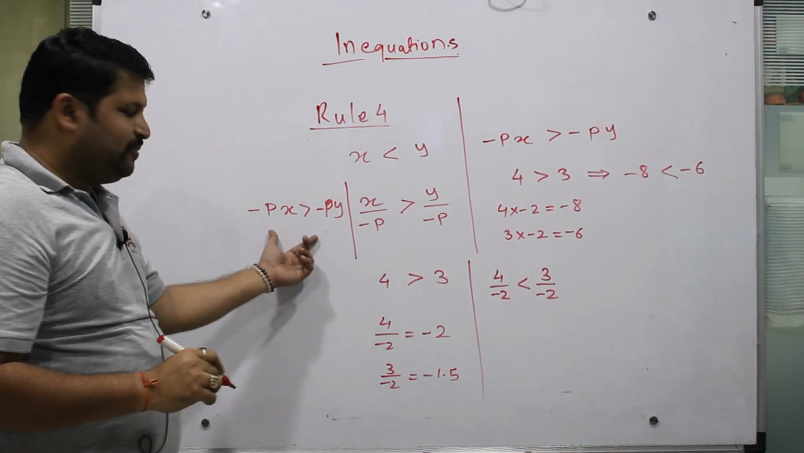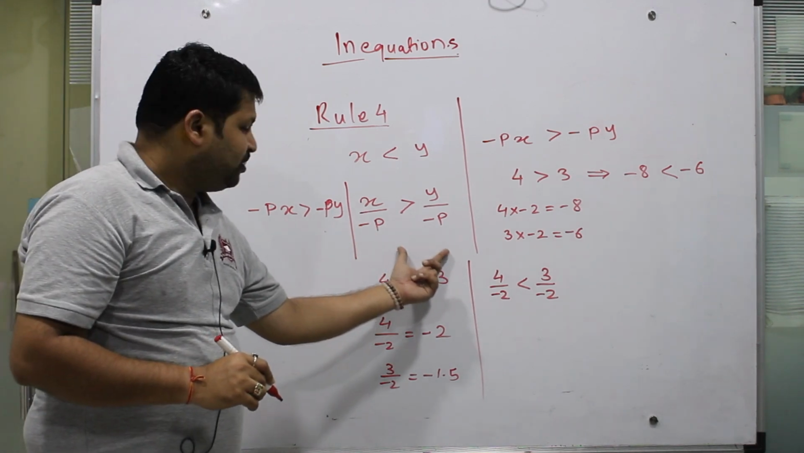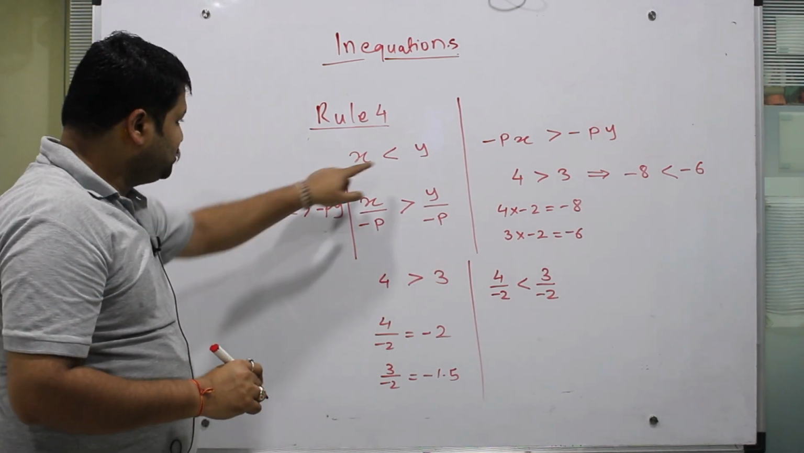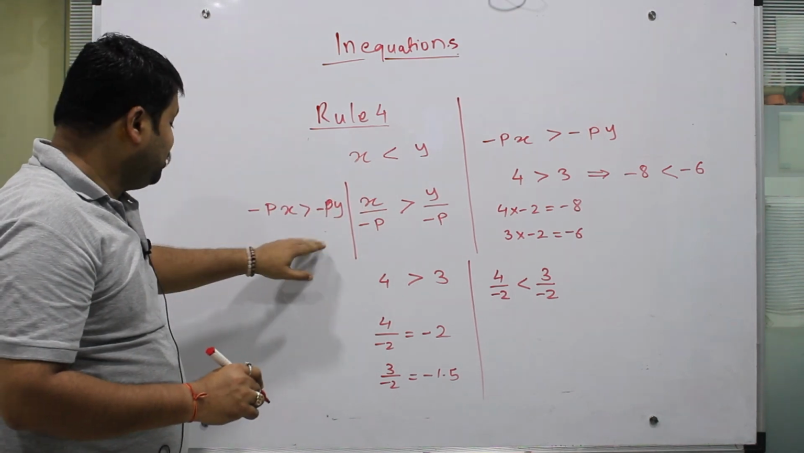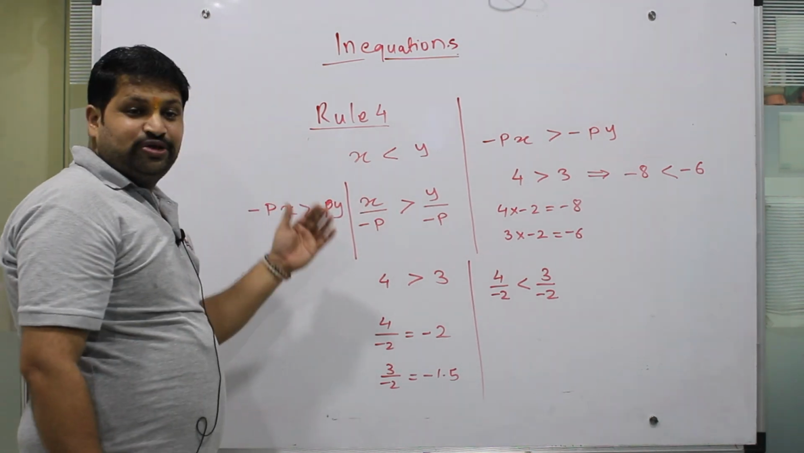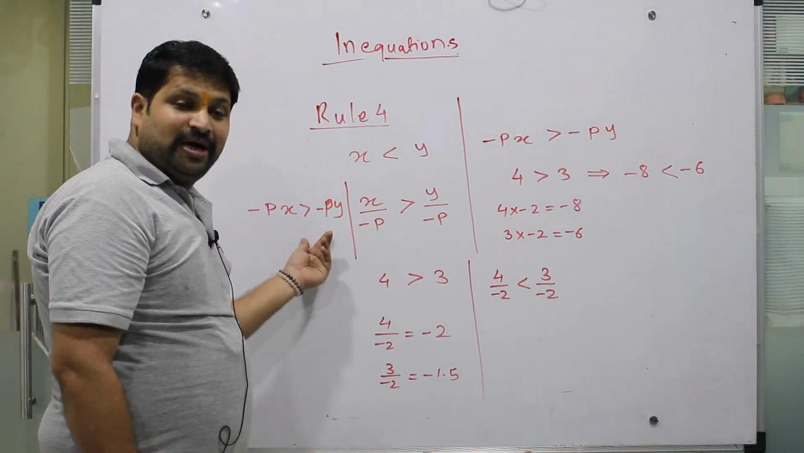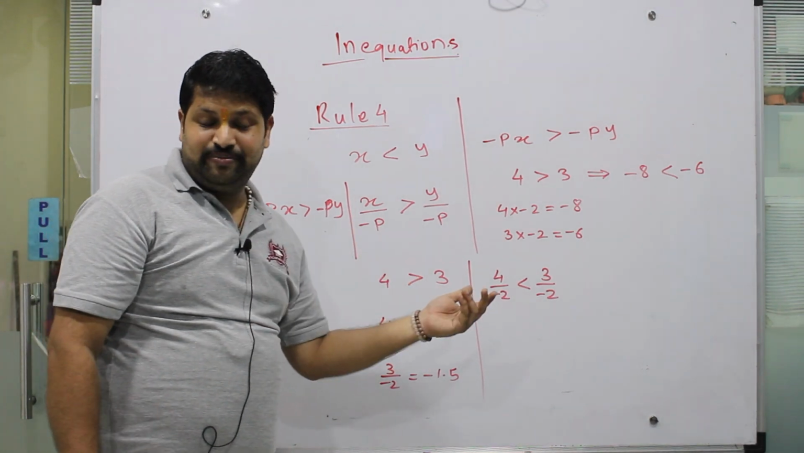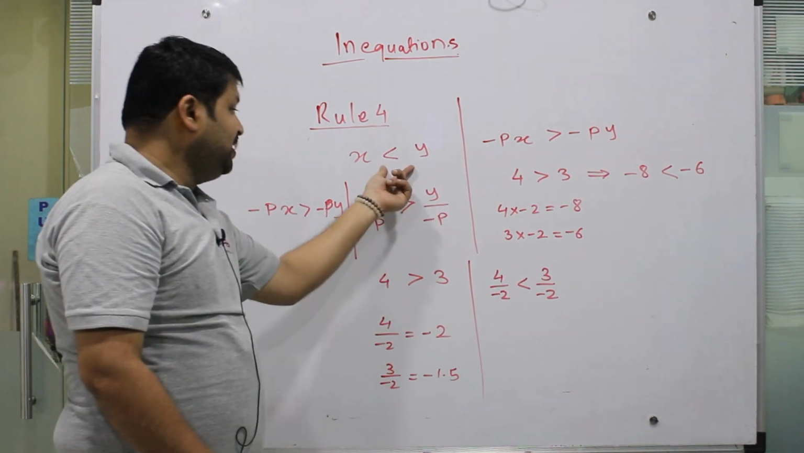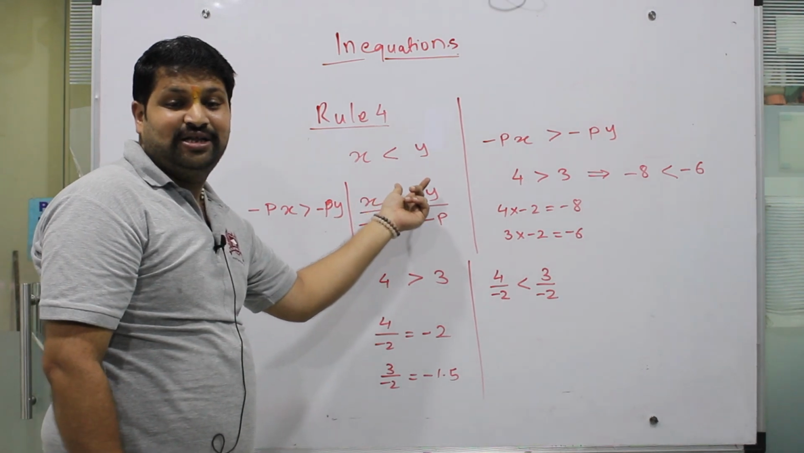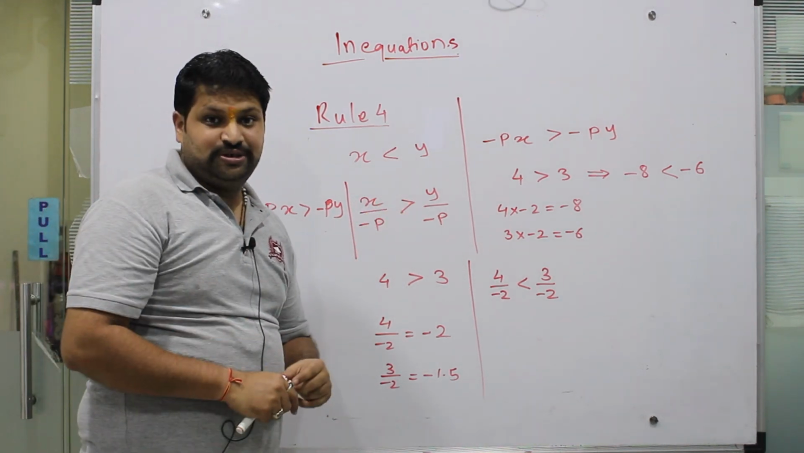So either we are multiplying it or we are dividing it by a negative number, in both the cases, जो इधर less than का sign था, it would become greater than the sign. So in both the cases, अगर अपन उसको multiply भी कर रहे हैं या फिर divide भी कर रहे हैं by a negative number, then the inequality sign that was there would get reversed.